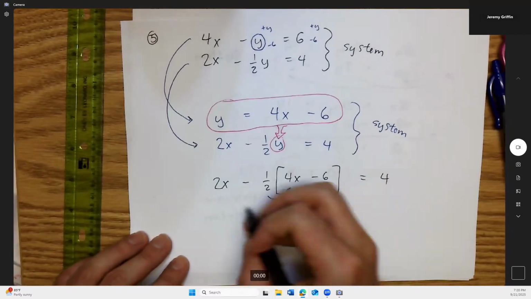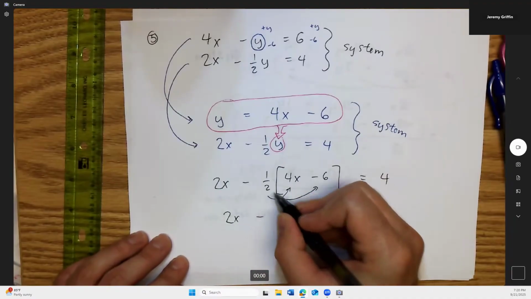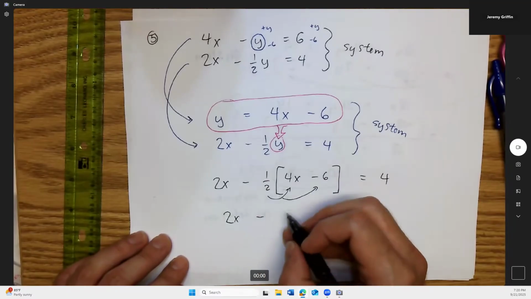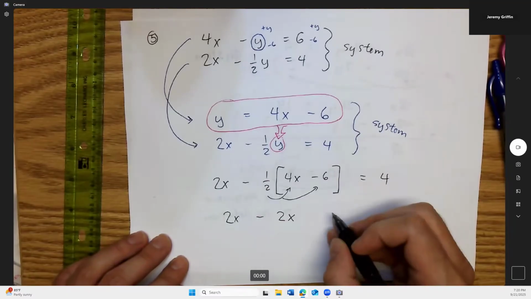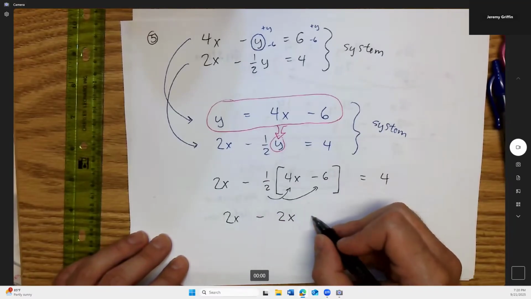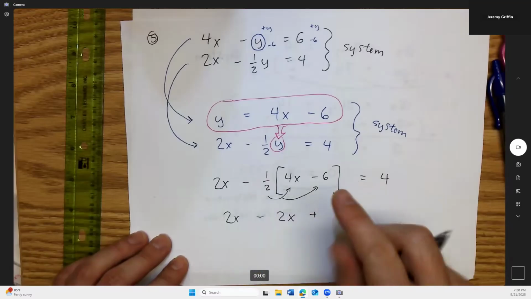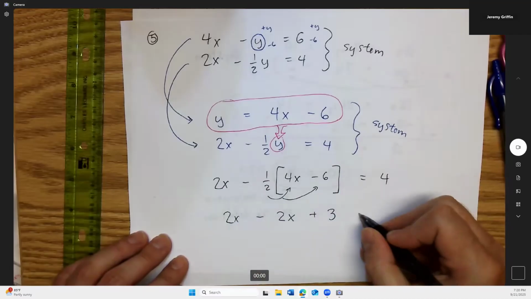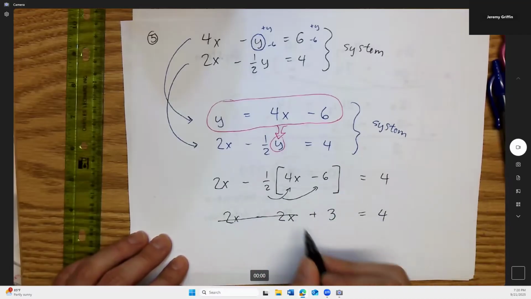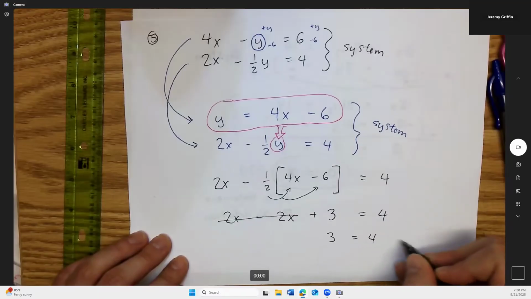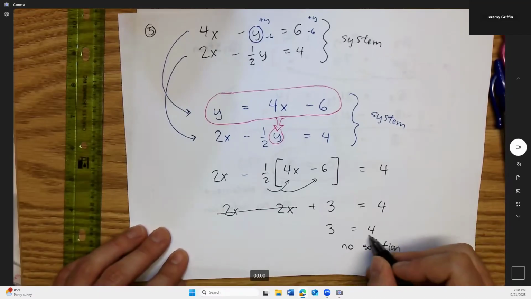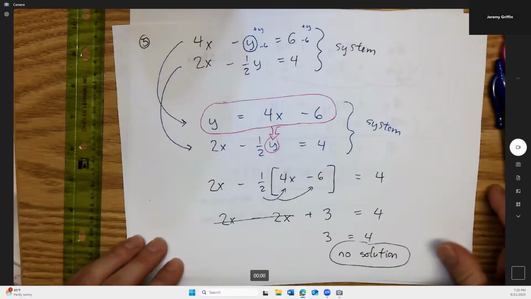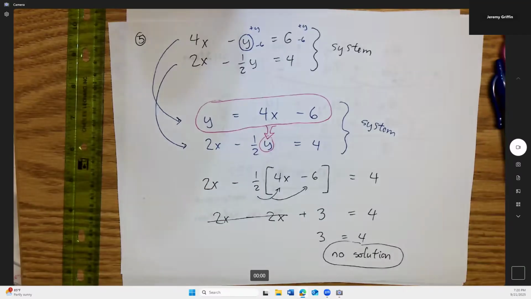Distribute this 1/2. I get 2x minus, oh, that's interesting. What's going on here? 2x, I wonder if this is a no solution. Plus, half of 6 is 3, and it would be positive because negative times negative. Equals 4. You know what? I'm getting the statement 3 equals 4. So right away I'm thinking this is no solution. I'm going to throw this into Desmos and make sure that these are parallel lines. They should be parallel lines if that's the case.